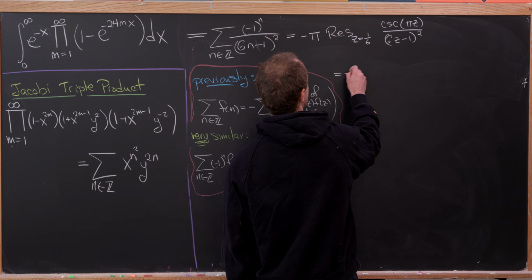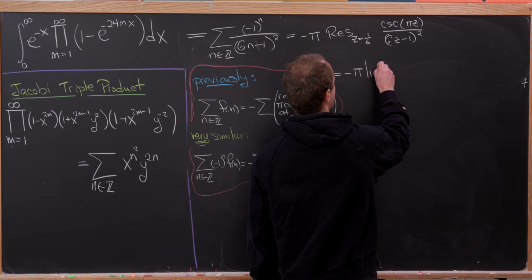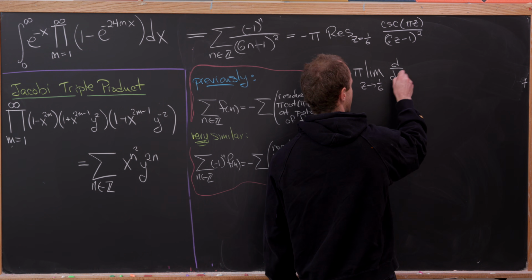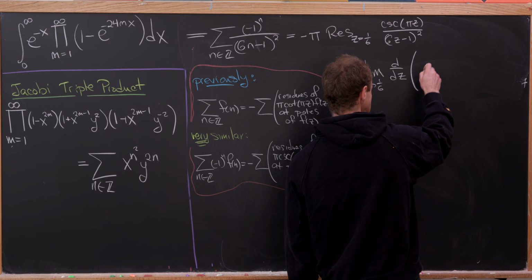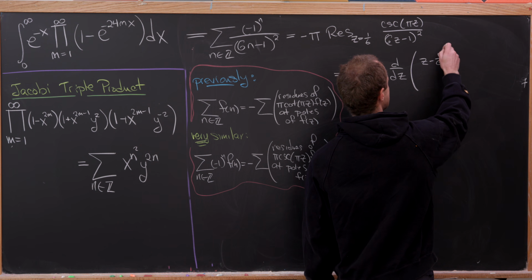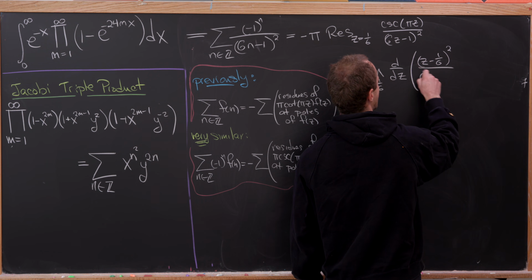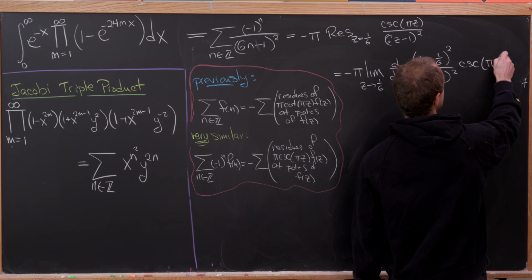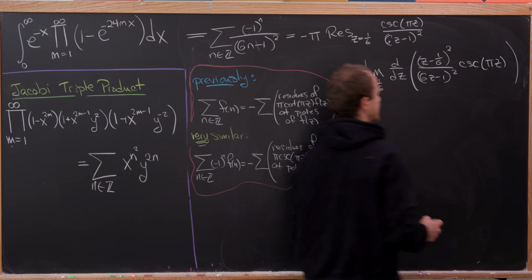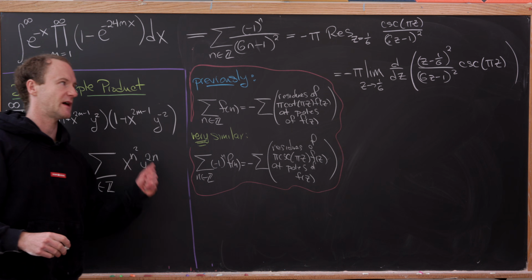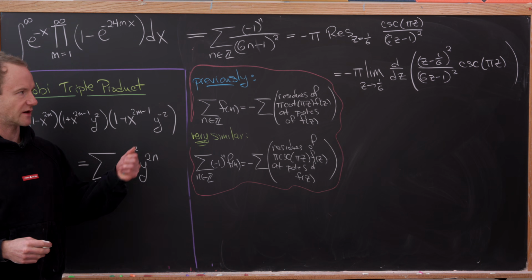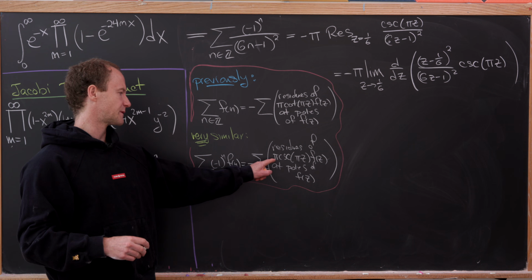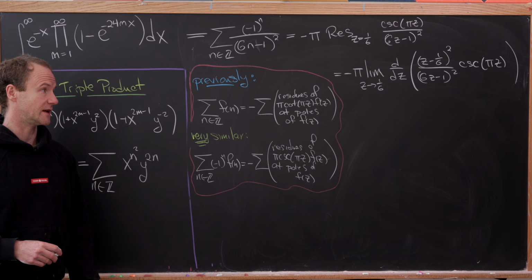So let's do that. So we're going to have minus pi and then the limit as z goes to 1/6 of the derivative with respect to z of z minus 1 over 6 squared over 6z minus 1 squared times cosecant of pi z. Okay, great. So that's multiplying by z minus the pole, squared in this case, and then taking the derivative. And that minus pi comes from the pi here and then the minus sign.